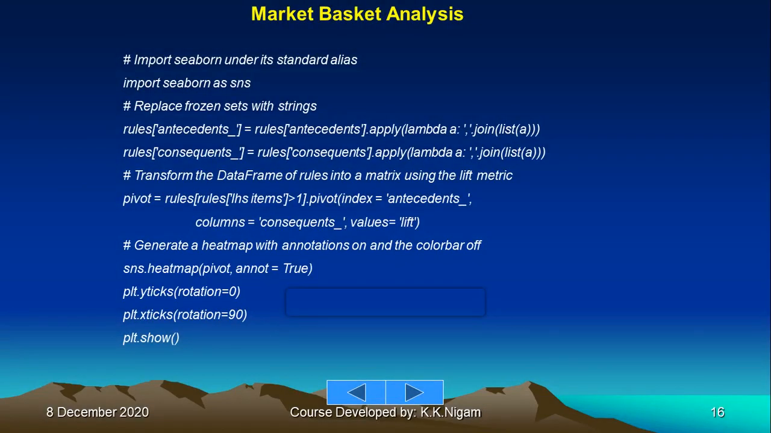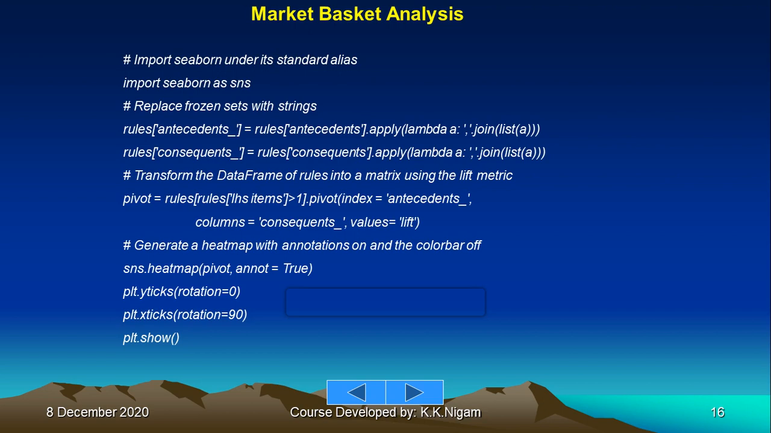So again you can write some code. Import seaborn. We have learned that when we were talking about matplotlib. Under its standard alias, import seaborn as sns. Replace frozensets with these strings. Then again you are writing some code about the data. Rules antecedents apply lambda join list, then rules consequents, and then lambda again. Then transform the data frame of rules into a matrix using the lift metric.